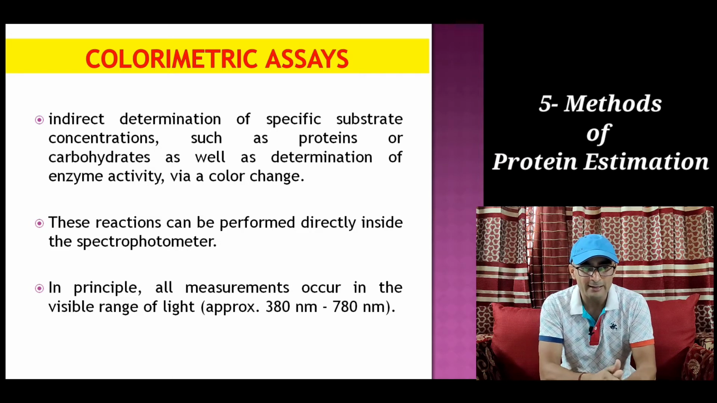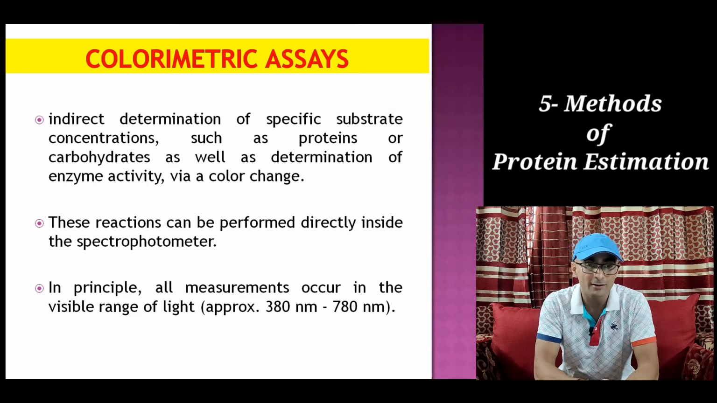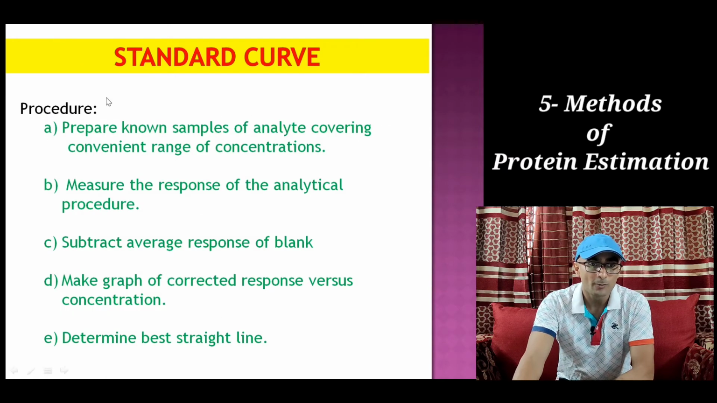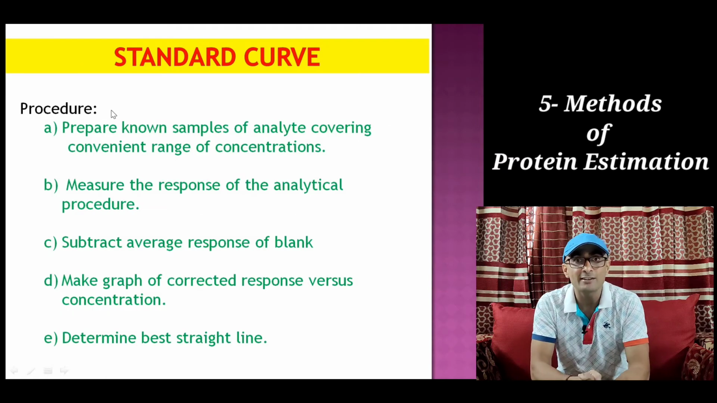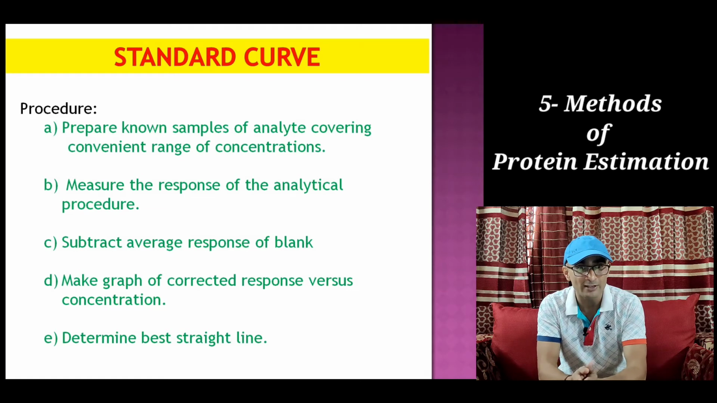So basically we know that the visible range of light is from around 380 nanometer to 780 nanometer. So a colorimeter is required in order to calculate absorbance, or a spectrophotometer that can measure both UV and visible range together. But for that we need to make a standard curve. A standard curve means we need to take a known protein and make dilutions of that at different concentrations.